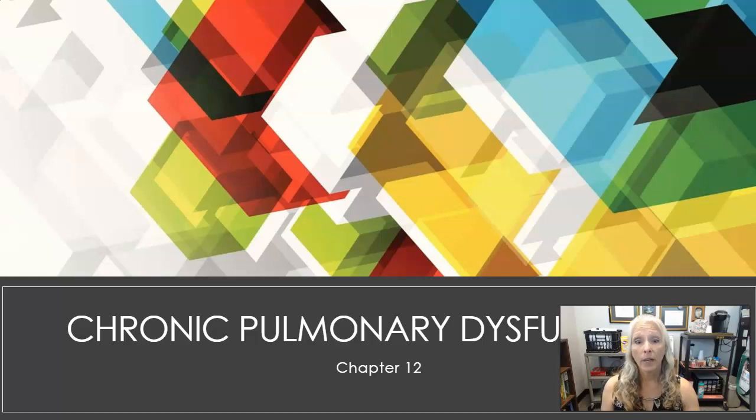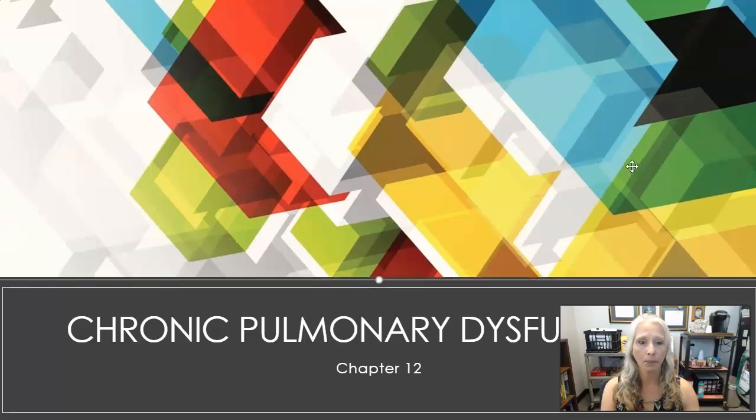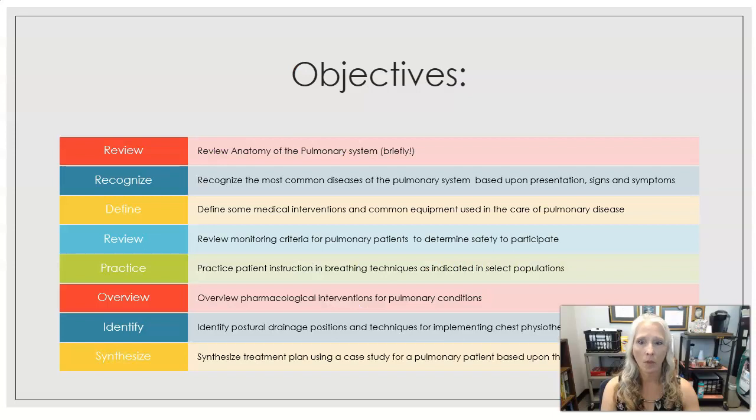Good morning. Today we're going to talk about chronic pulmonary dysfunction and go through many of the diseases that you might see in the acute care setting when treating pulmonary patients. So our objectives are to review a little bit of the anatomy, recognize the most common diseases, and be able to categorize those into types of pulmonary disease. Define some of the interventions that will happen in the hospital. You'll be reading these things in the chart and need to know what they mean.